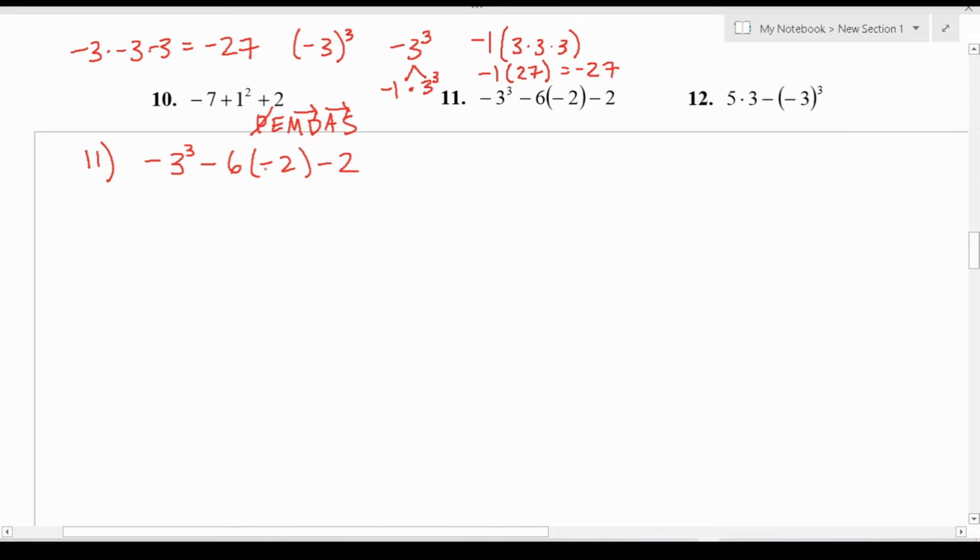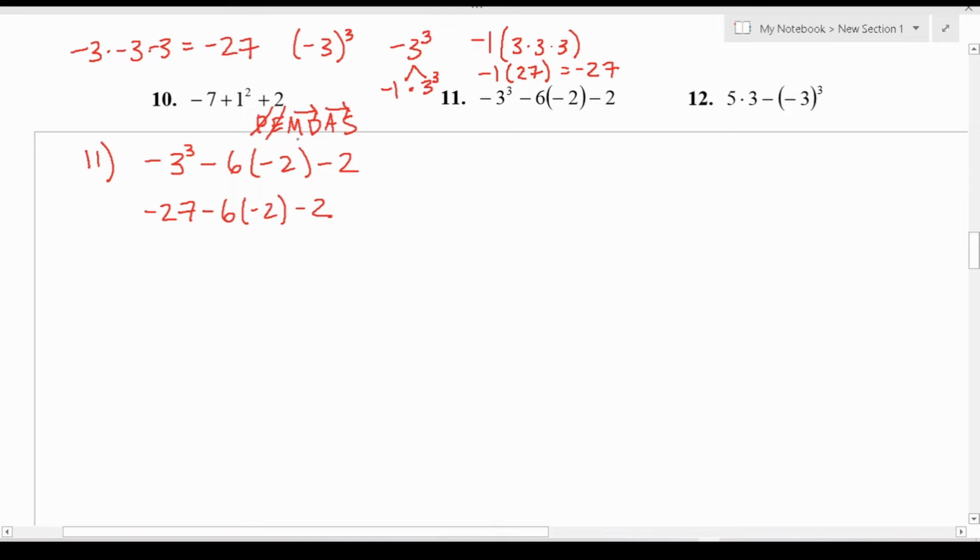All right, so let's work this one out. With that said, this is going to be, as I worked out over here, negative 27 minus 6 times negative 2 minus 2. So we did our exponents. Let's look and see what we have next.